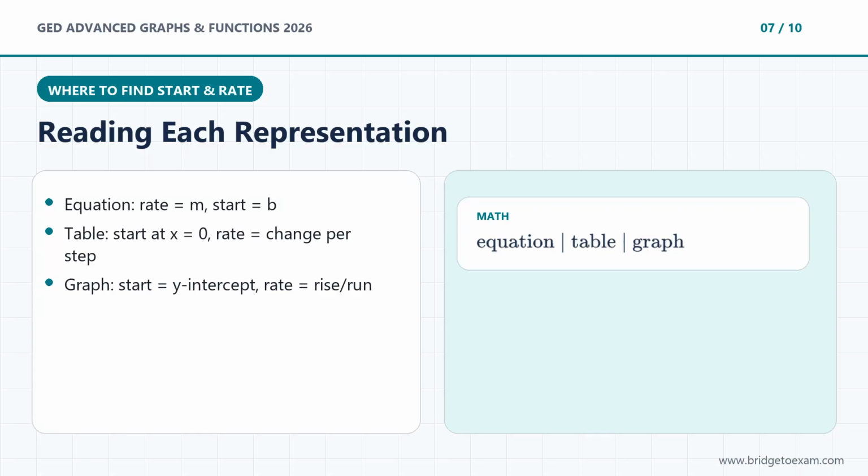Quickly, where do you find the start and the rate in each form? In an equation like y equals mx plus b, the rate is m and the start is b. In a table, the start is the y value when x is 0, and the rate is the change in y per step. In a graph, the start is the y-intercept, and the rate is rise over run.